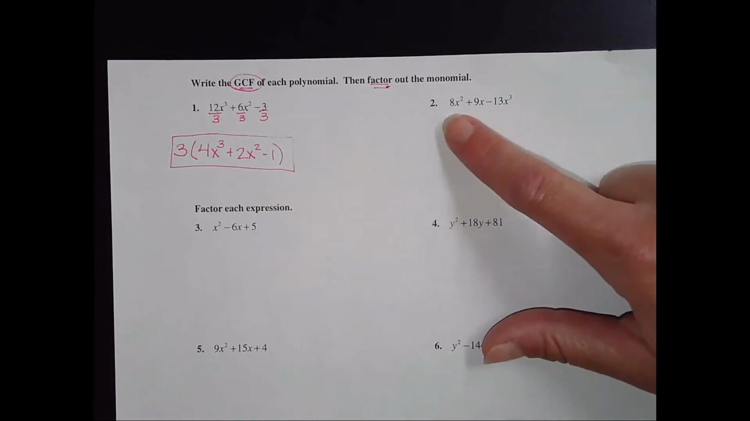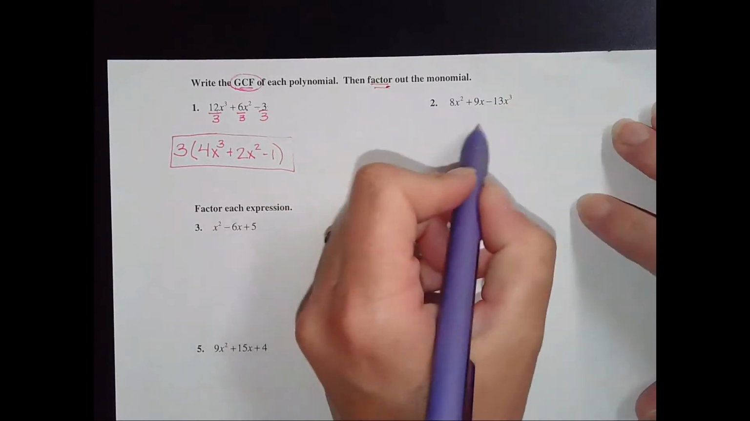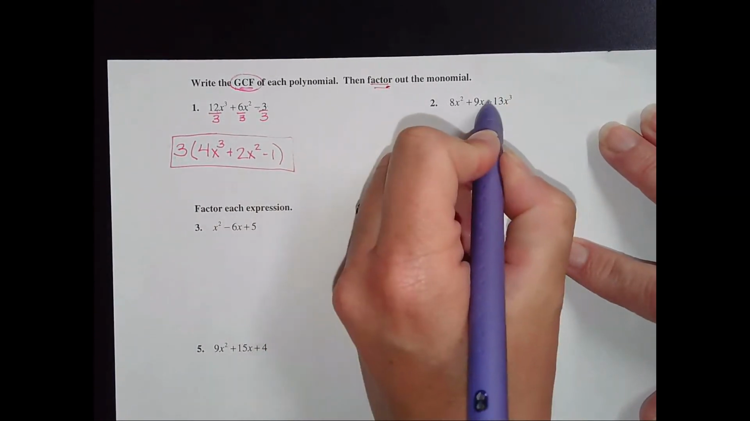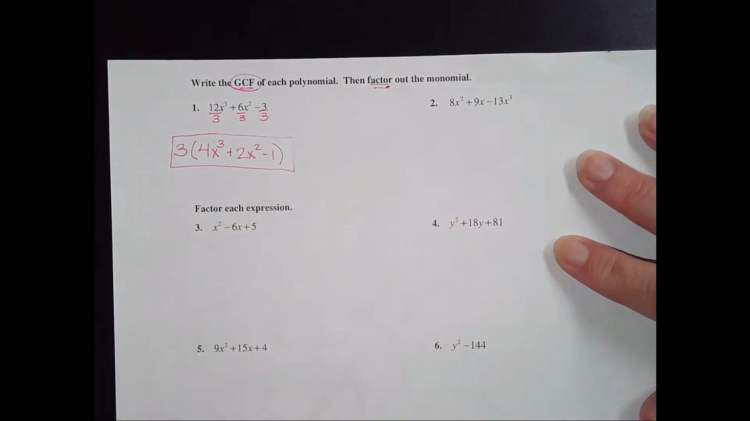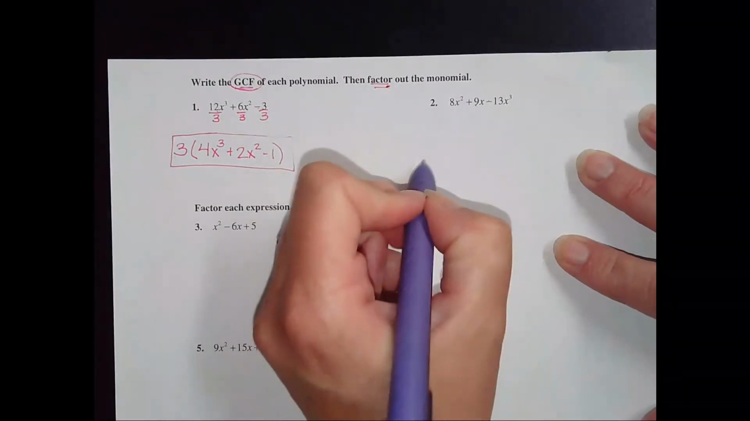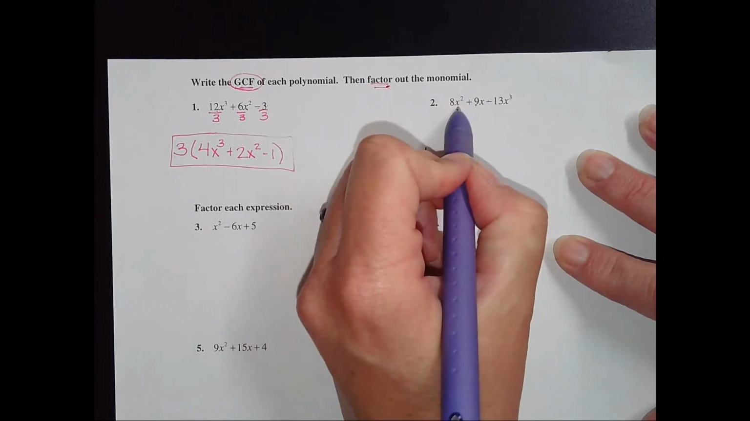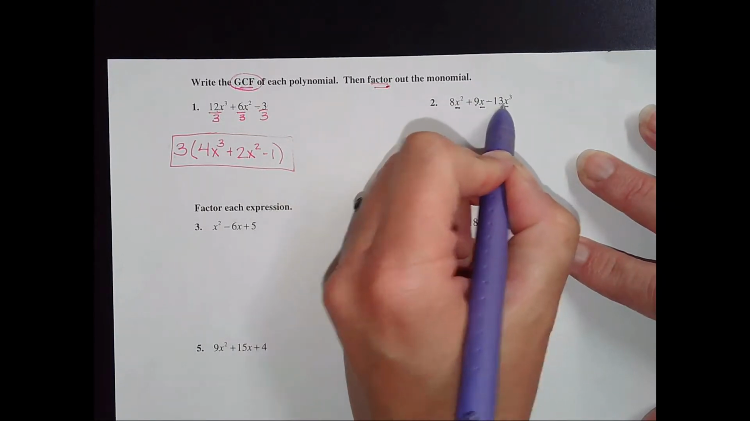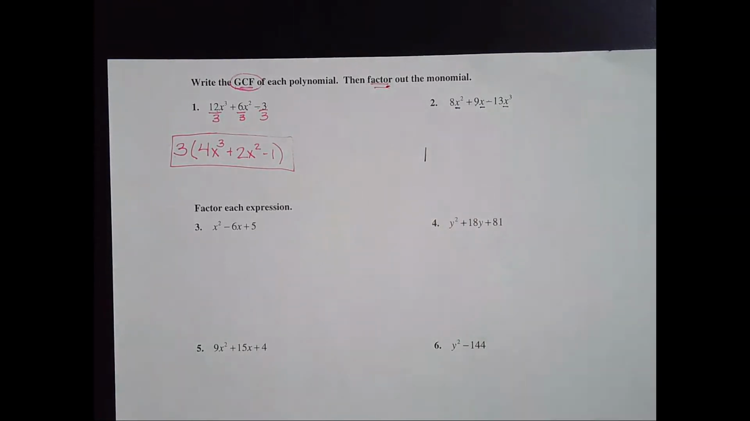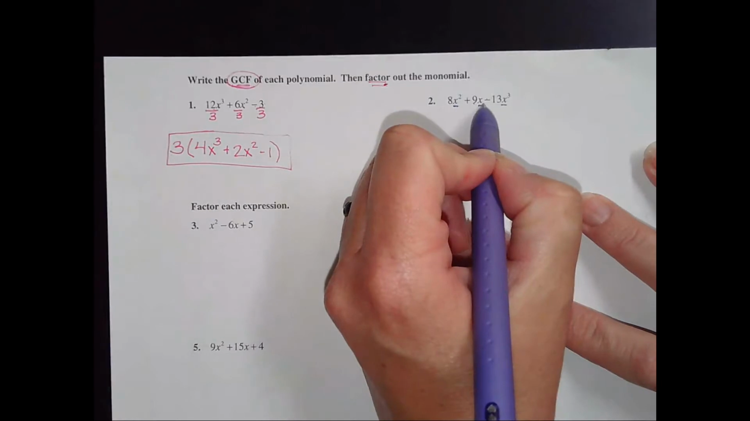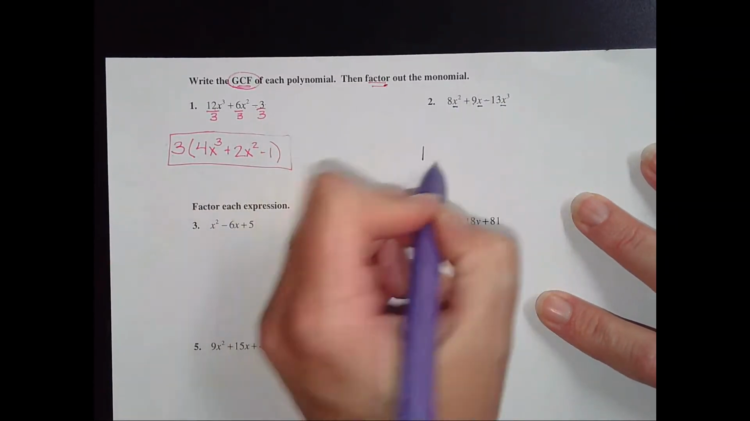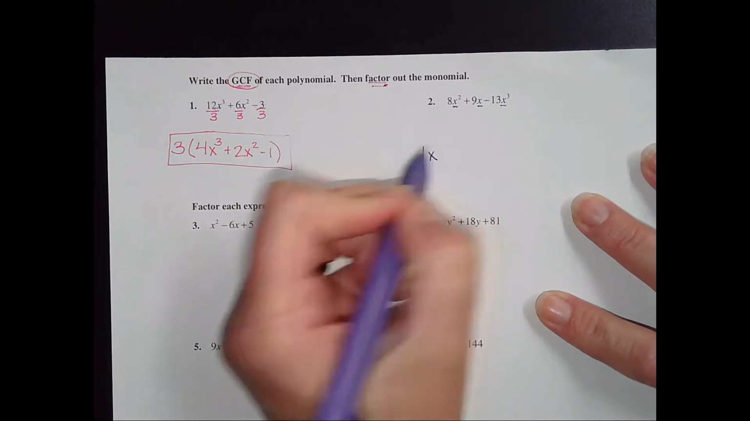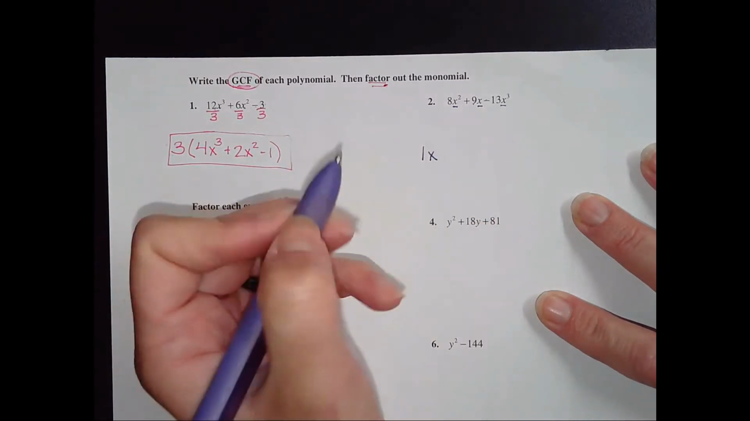For number 2, same thing. We're going to look for the GCF. We have an 8, a 9, and a negative 13. The only thing that divides evenly into all of those is a 1. So you write a 1 if you would like. Then you have x squared, x, and x cubed. When you are looking at your variables, they all have at least an x. So you always go for the one with the smallest exponent, which would be this x to the first. So we have x to the first, and you can write a 1, x to the first power if you want, or just an x.